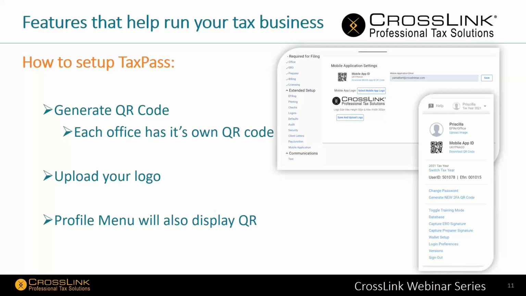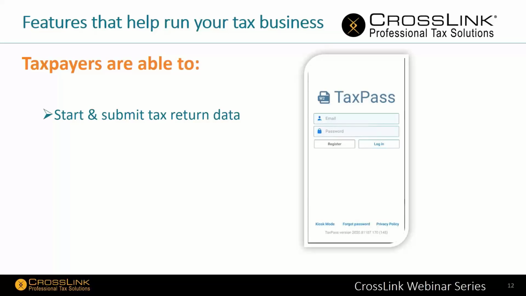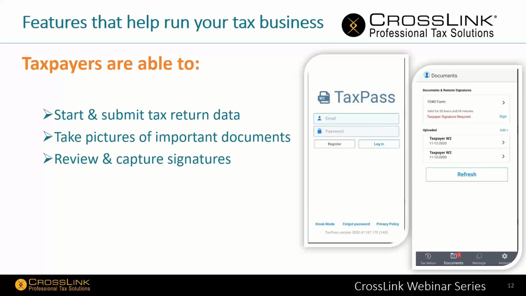Just to show you what the app has to offer, TaxPass is allowing your taxpayers to start and submit their tax return data. They would simply download the app on the Google or Apple Play Store. They would take pictures of their documents. They can upload dependent's name and birthday, address information, anything that you may require. And once that's finalized and they click submit, that's when they would enter in that QR code.